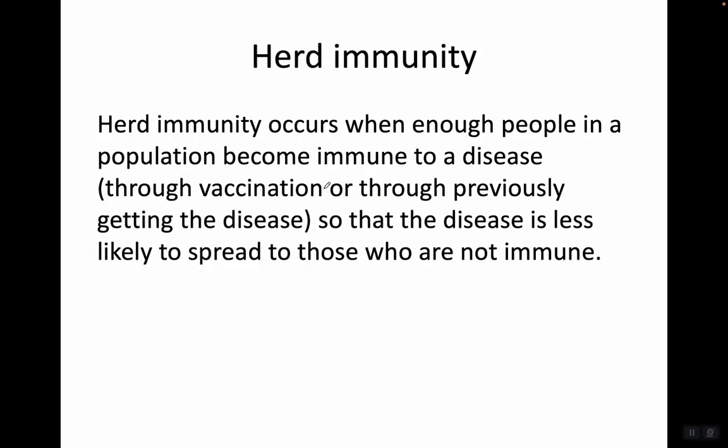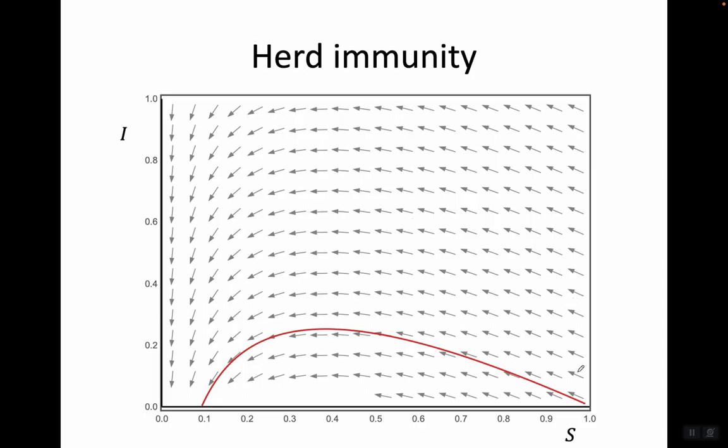Herd immunity. Herd immunity occurs when enough people in a population become immune to a disease through vaccination or through previously getting the disease, so that the disease is less likely to spread to those who are not immune. So in this case, notice that eventually, once you have only 10% of the population that's susceptible, then the disease kind of dies out, because there are so few people that are susceptible that eventually you just don't have that many people who have the disease, and there are so few people who are susceptible that they're just unlikely to be encounters between susceptible and infected people. So the disease just dies out.